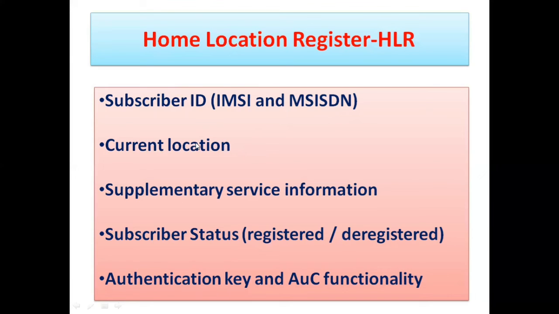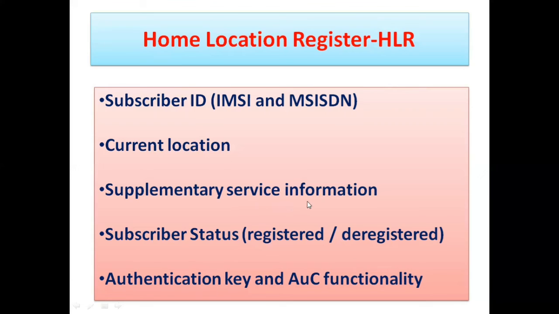Current location, that is where the user is available, is the location area identity. That means the user is available in a particular BSC service area, which is called the location area identity, and it is known to the HLR. Whenever there is a change in location from one BSC area to another BSC area, his location area identity changes, and it is known to the HLR.